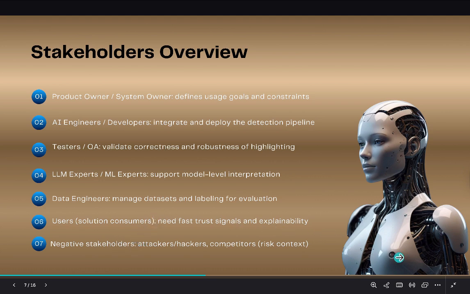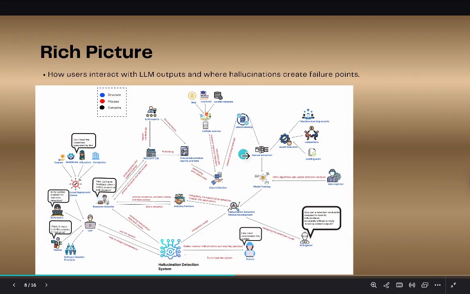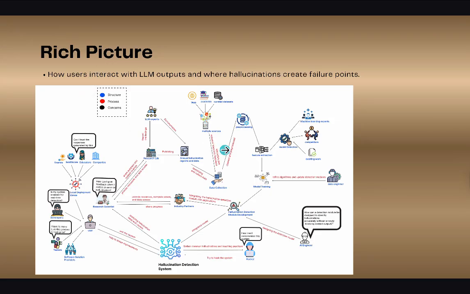So next I will go with the rich picture. This is my rich picture. It shows the big story of how users interact with the LLM output, and where hallucination creates a failure point. The key idea is users often receive answers fast and trust them. If a wrong fact is mixed inside a fluent answer, the user may not notice.